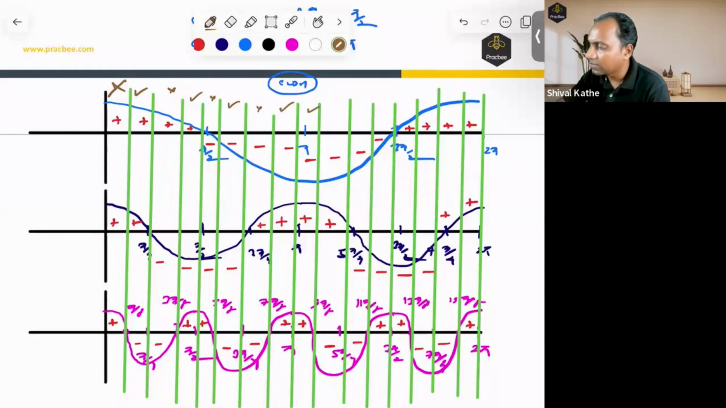Next one, negative, positive, negative will become overall positive, so not our answer. Negative, negative, negative: three negatives will make a negative. Positive, negative, negative: not the answer. Next one is positive, negative, positive, which will become negative, so it is our answer. Negative, negative, positive will become positive, so not our answer. Negative, positive, positive is our answer. And positive, positive, positive is our answer.